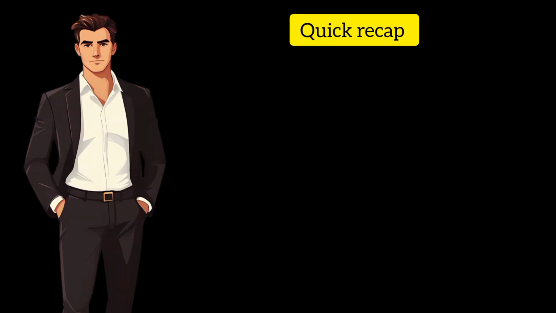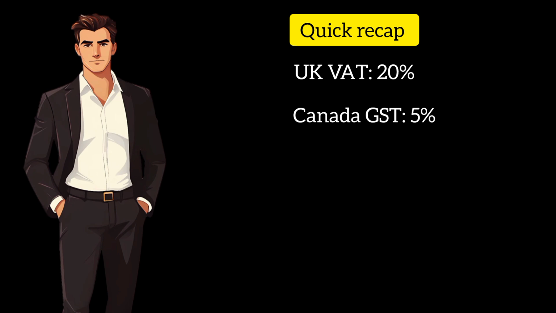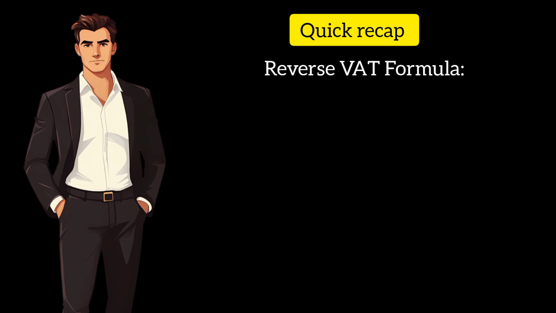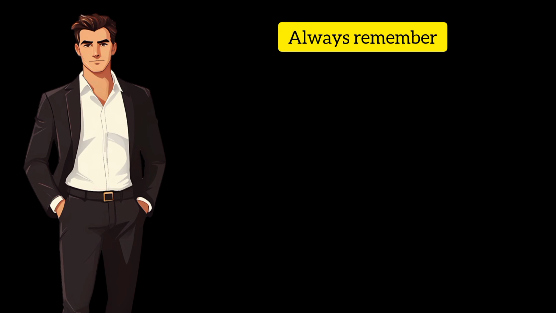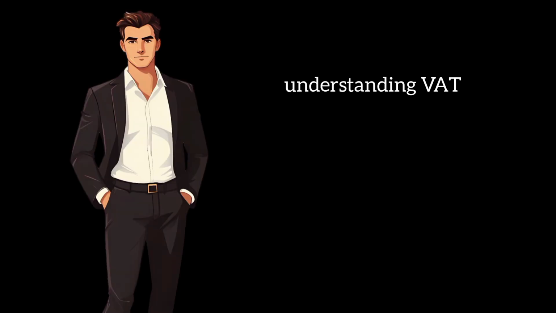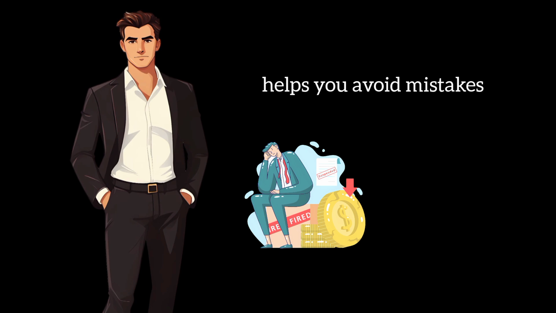Quick recap. UK VAT, 20%. Canada GST, 5%. Canada HST, 13 to 15%, depending on province. Reverse VAT formula: total times VAT rate divided by 100 plus VAT rate. Always remember, separate the tax portion from your income, whether you're invoicing clients, pricing products, or just being an informed buyer. Understanding VAT helps you avoid mistakes and saves you money.